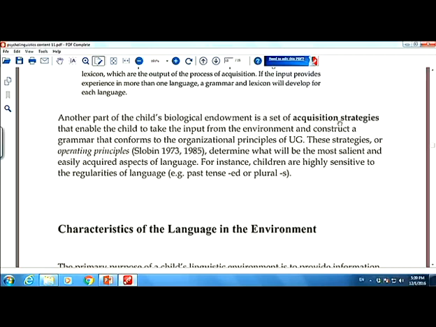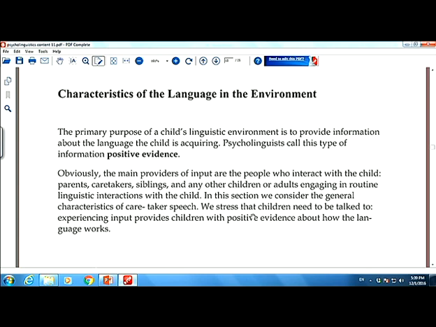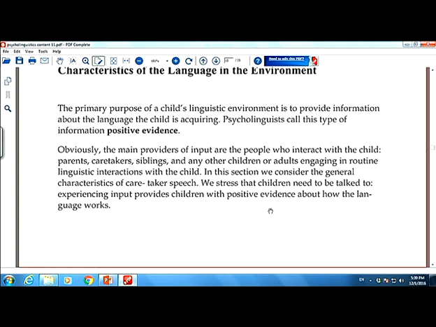All right, as infants, of course, it is very important that we have input, or what we call positive evidence about the language, information about the language we are acquiring or learning. So this small paragraph here gives us information about positive evidence. This is important. So who are the providers of positive evidence? Who provides positive evidence to the child? Here we have some information, and it's really important.